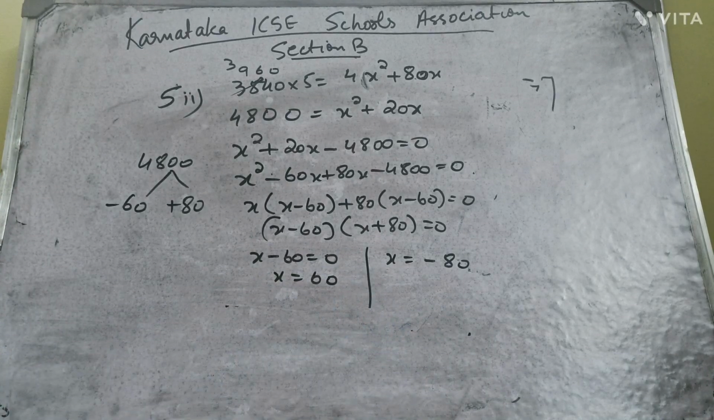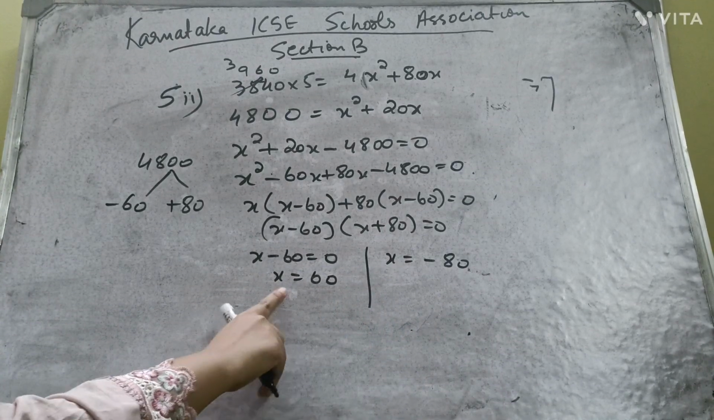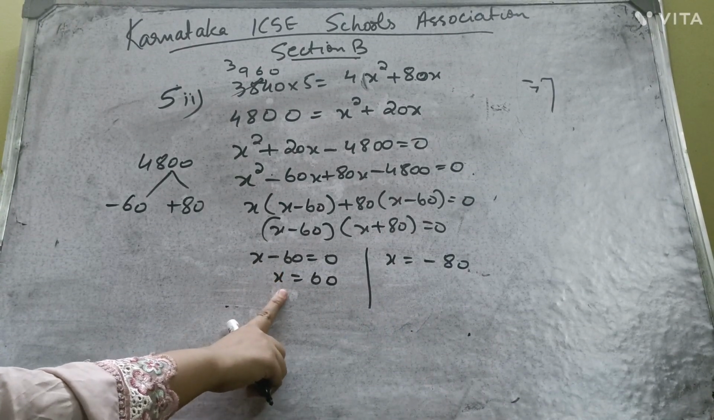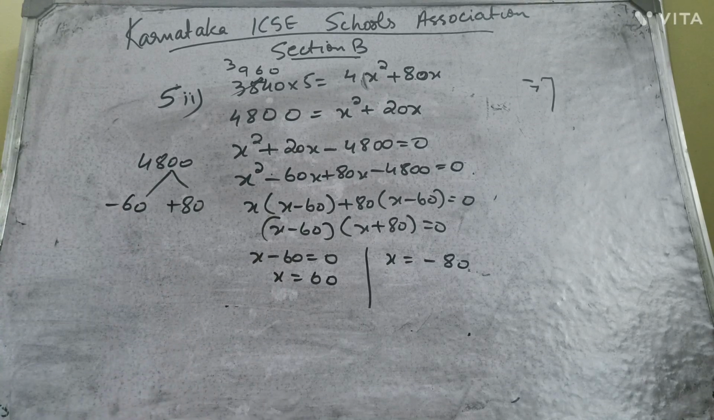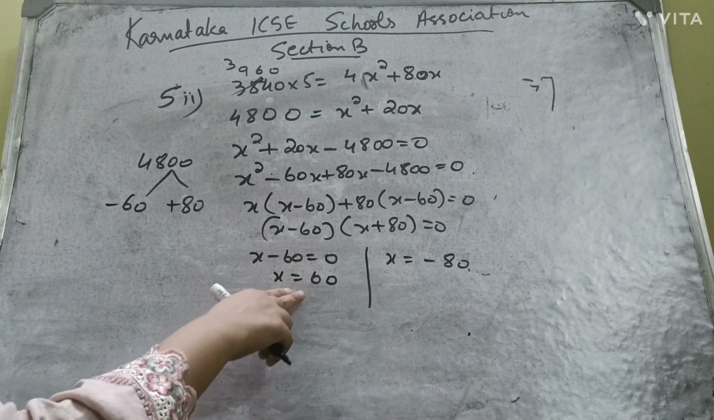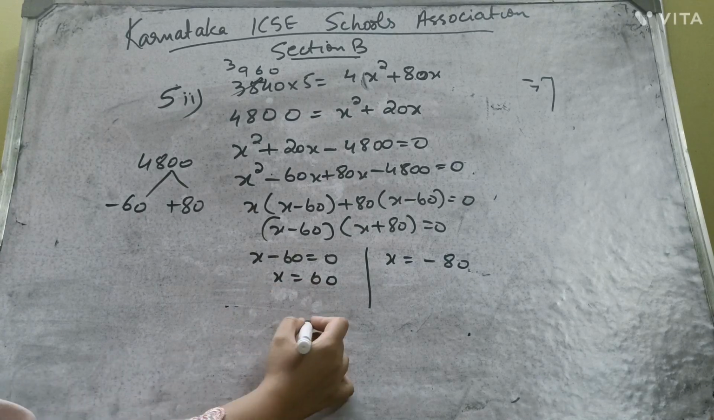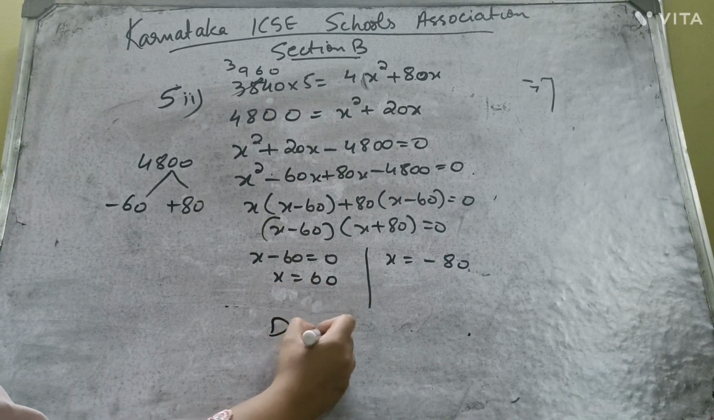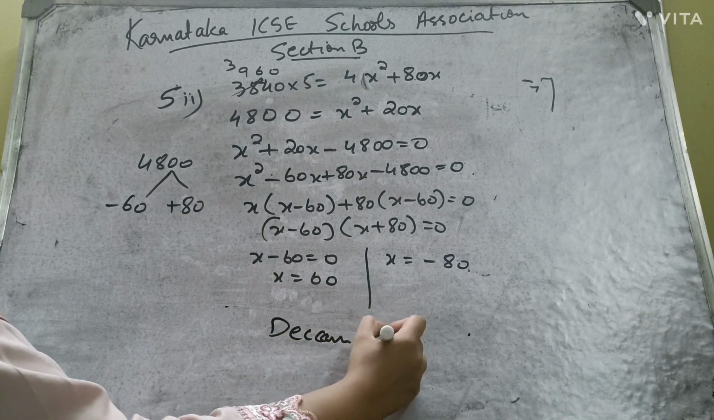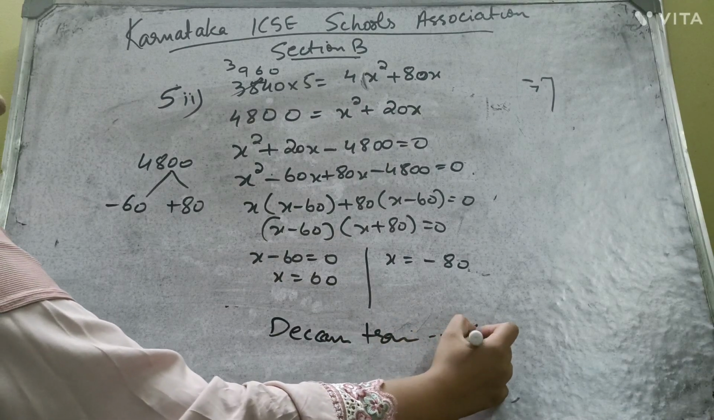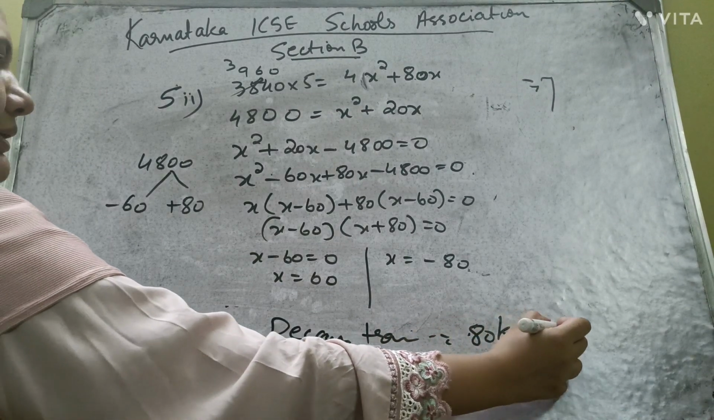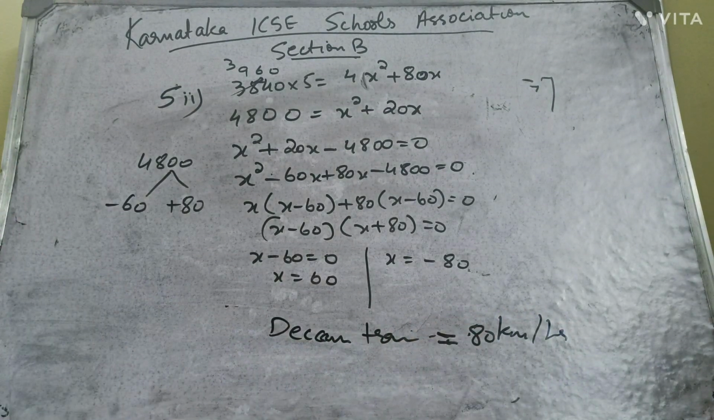Now we had assumed that the other train's speed to be x. So the other train speed is 60 km per hour, but the question says what is the speed of the Deccan train. So Deccan train is 20 more than this. Therefore the Deccan train's speed is equal to 80 km per hour. We need to add 20 to 60.